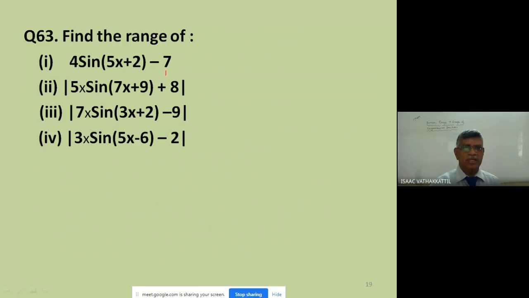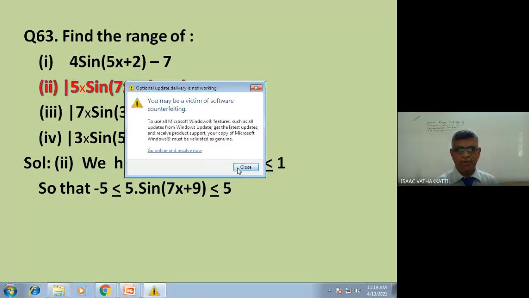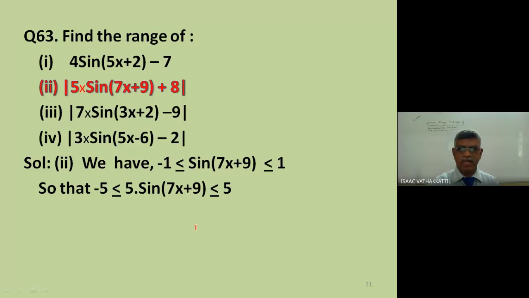Find the range of this. Again, this is a revision question. Let me pick up the second question: modulus of 5 sine 7x plus 9, plus 8. What we know is that sine, no matter whatever is the angle, sine theta lies between -1 and 1. First I multiply with the 5. So what I get? -5 less than or equal to 5 sine 7x plus 9 less than or equal to 5.